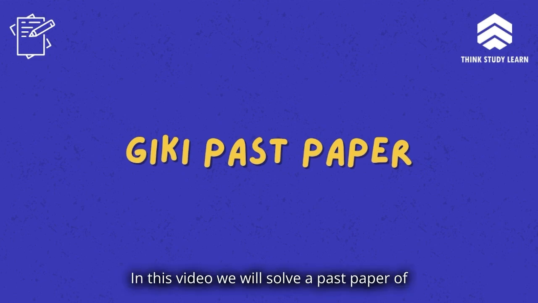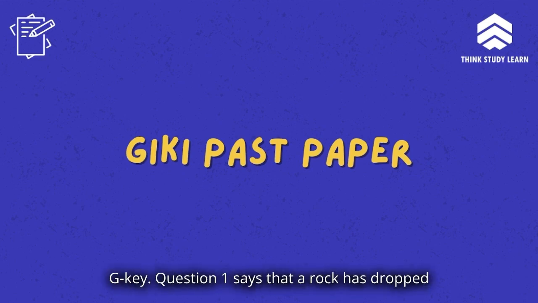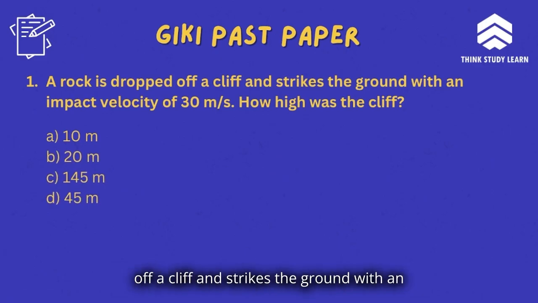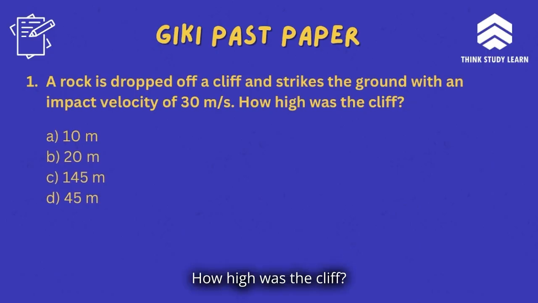In this video, we will solve a past paper of GIKI. Question 1 says that a rock is dropped off a cliff and strikes the ground with an impact velocity of 30 meters per second. How high was the cliff?